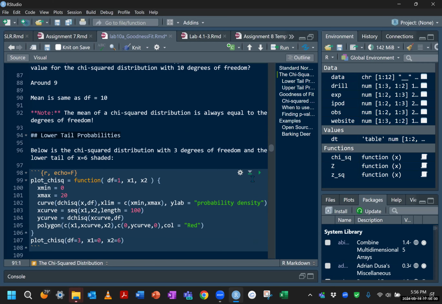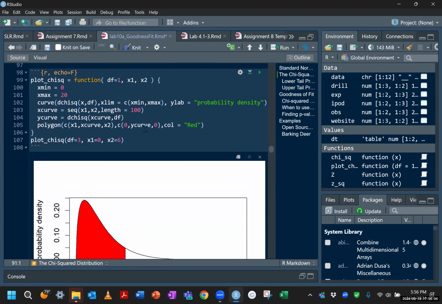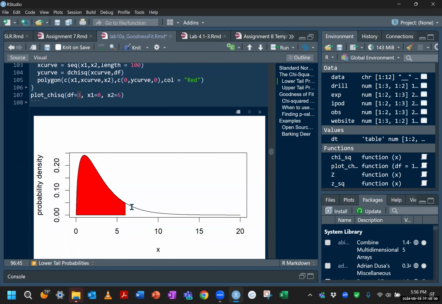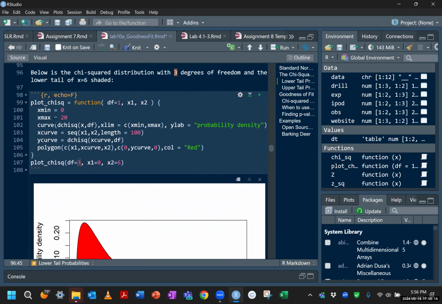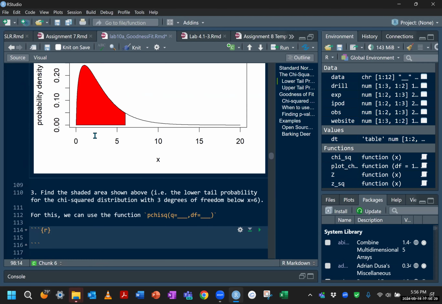All right, now let's look at finding probabilities. Now that we're comfortable with our distribution, what if I want to find the lower tail probability, with 3 degrees of freedom, of everything less than 6? I've highlighted that area. Here's just a function that does that. I used echo equals false because this is code that I've made. I don't really expect you to use it, so when you knit this, this code will not show.